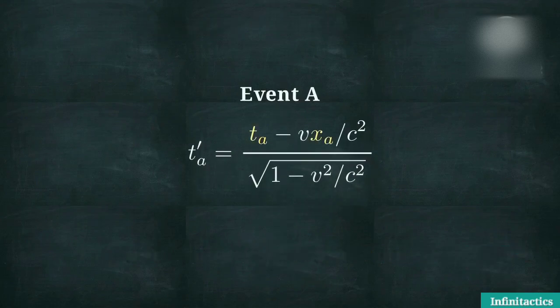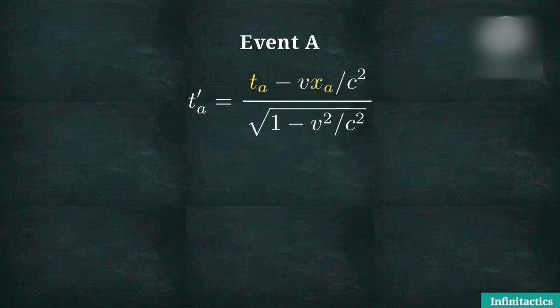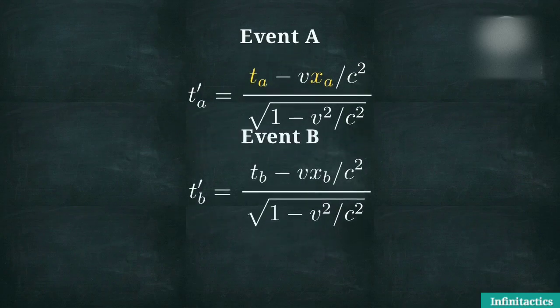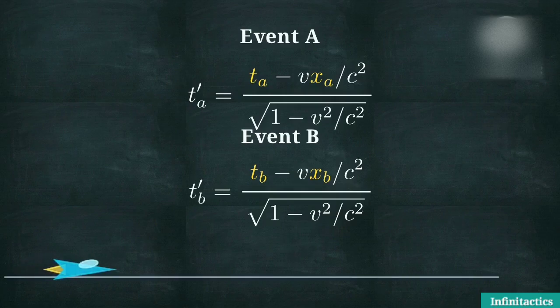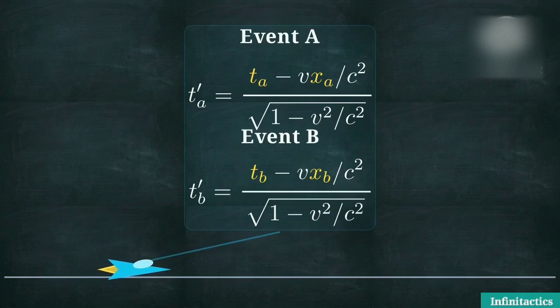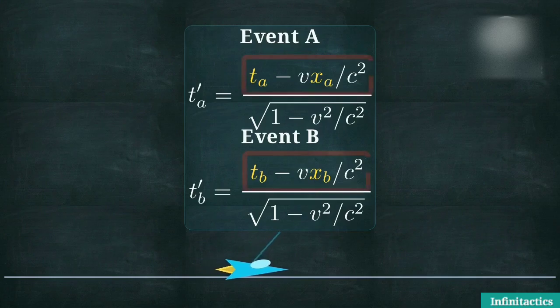Here, we see the Lorentz equation mapped specifically to that first tick. The observer's time for Event A, t prime sub A, is calculated using the time and position in the stationary frame. Right below it, a second equation for Event B represents the clock's second tick with its own distinct coordinates. With these two formulas in place, we now have a complete mathematical representation of how the observer in the speeding spaceship perceives the start and the end of a single clock tick.